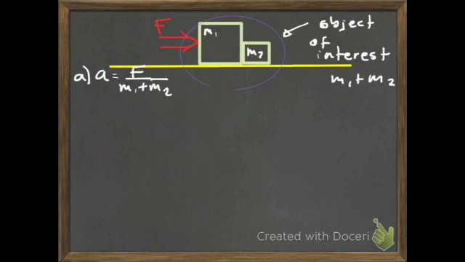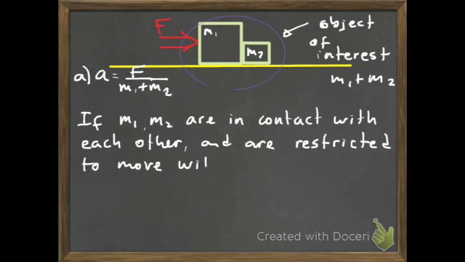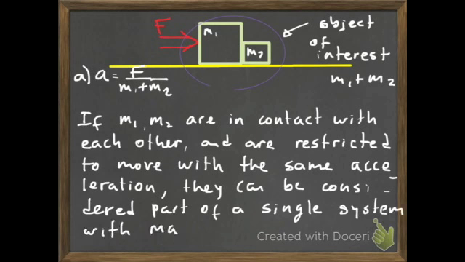Now what this is telling us is something important. This analysis is telling us that if two objects are in contact with each other and they are restricted to move with the same acceleration, they can be considered to be part of a single system with a mass equal to the sum of the masses. This is a strategy that is going to be very useful for you in solving different problems in the future.